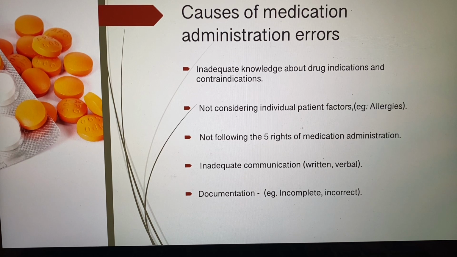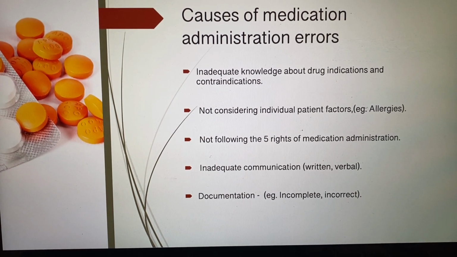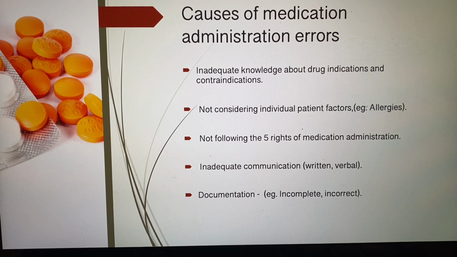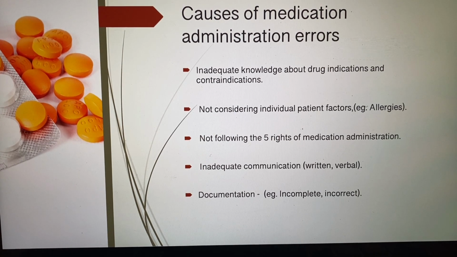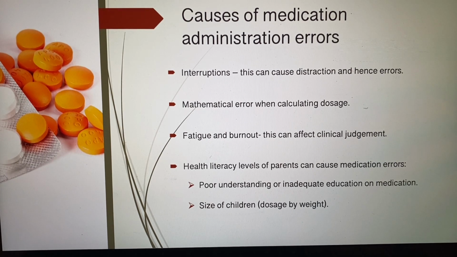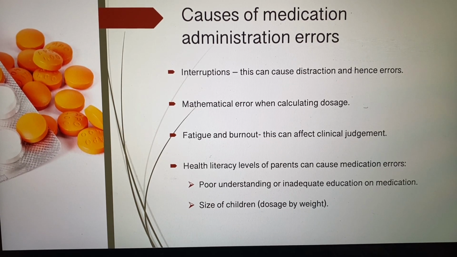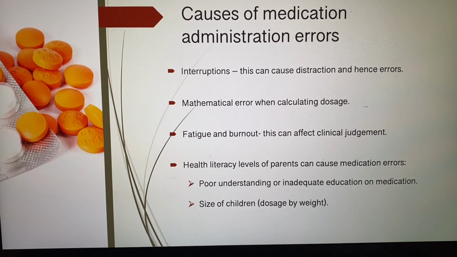Inadequate communication can also result in giving patients the wrong prescription. Nurses need to repeat back prescriptions to providers to prevent this. Documentation is also very important. Documentation needs to be correct and accurate. Incorrect or incomplete documentation can lead to making errors whilst administering medication. Interruptions can result in distraction of the person administering the medication and hence medication errors. Dosage calculation needs to be done right. If not, errors will occur.